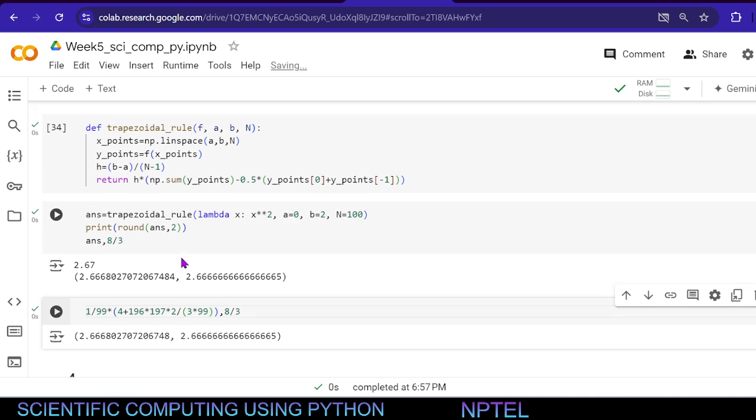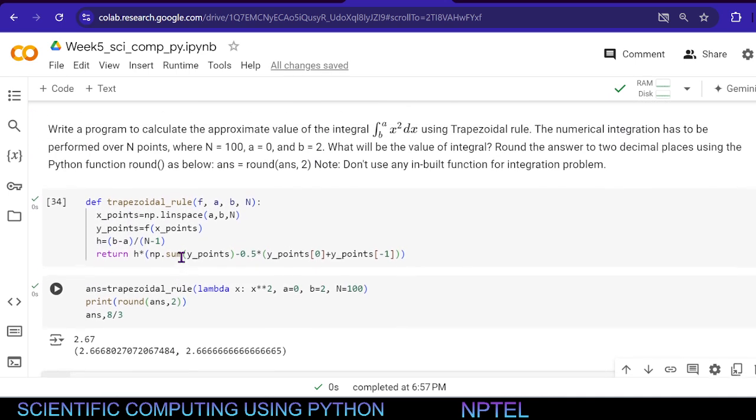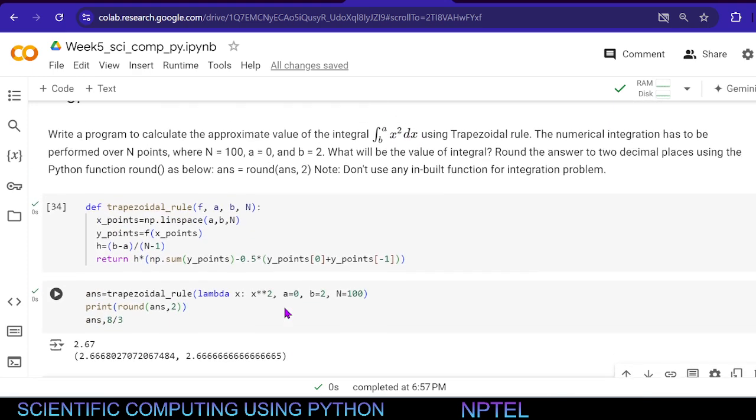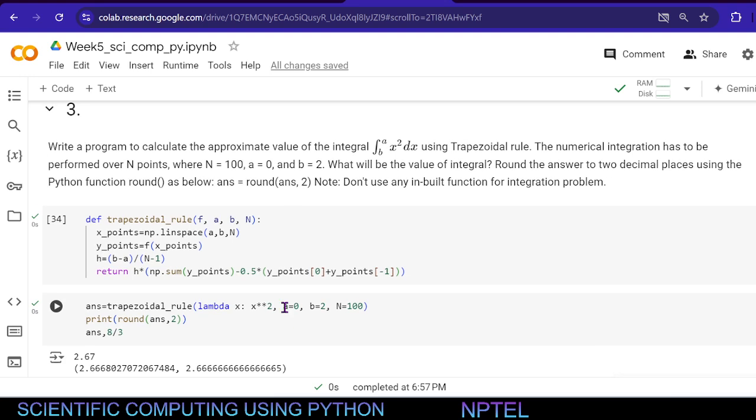And you can do it with pen and paper. Of course, you can do it using mathematics, x cubed by 3, and that will give you the exact answer. But you can do what this function is doing by hand too, right? So for the first one, it's just 0 square. So your h is going to be 2 over 99, right?